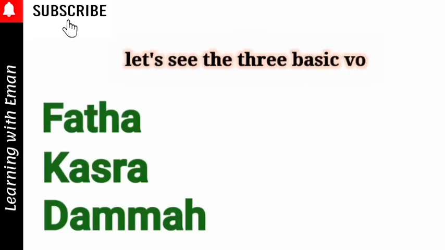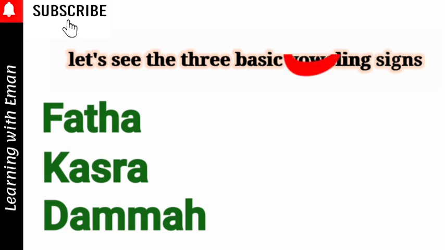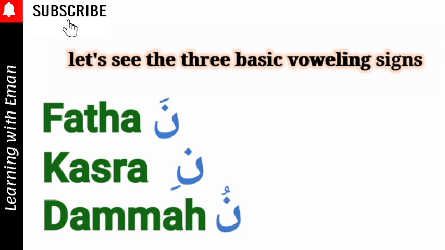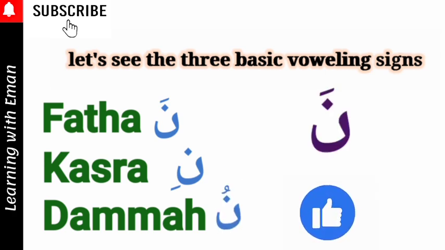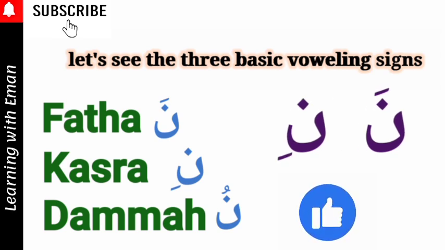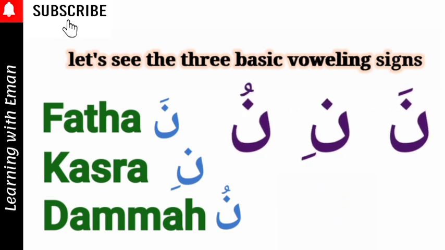Let's see the three basic voweling signs, when used with Noon. First, here's the fatha. The pronunciation now will be Na. Next, this is a kasra. The pronunciation now will be Ni. And finally, there's a dhamma, now pronounced as Noom. Listen again. Na. Ni. Noom. Now, let's practice writing and pronouncing these basic voweling signs.